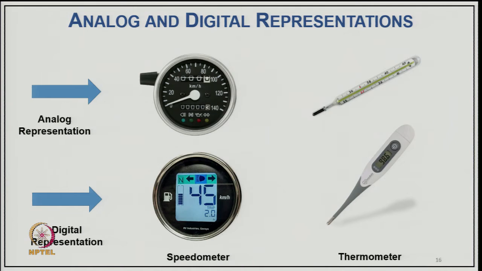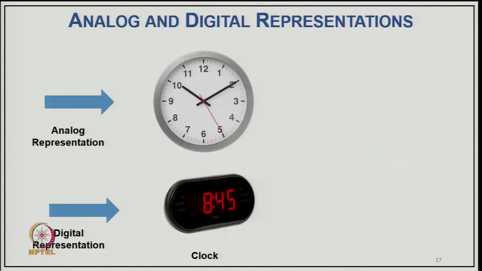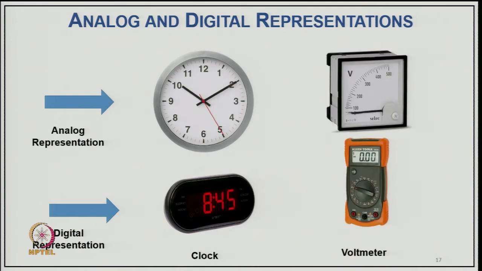Then another is the thermometer. You have a thermometer where a digital number is visible, like the digits 98.6, and you can see a typical thermometer where you have to read the temperature in between the scale, in analog form. Then you have an analog representation of the clock as well as a digital representation of the clock, as you can see the digits. Then you have the voltmeter: the above one is the analog version, the lower one is the digital version.